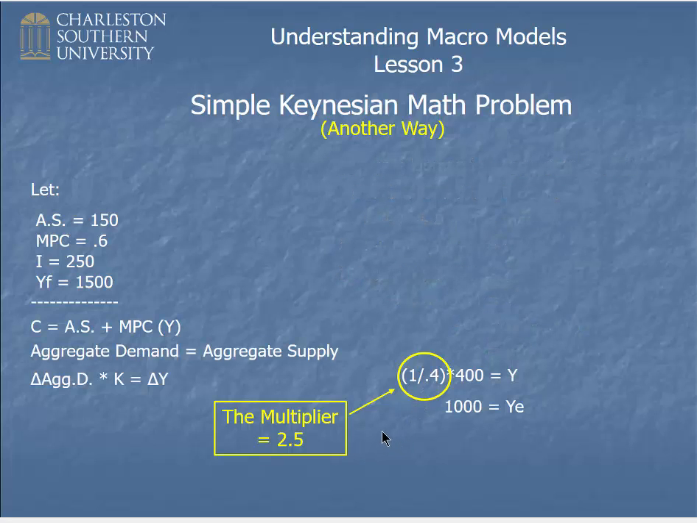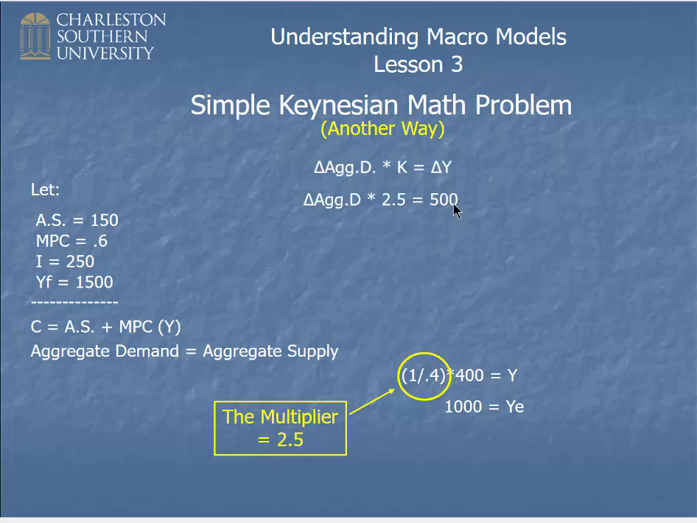Alright, so now we have equilibrium income at 1,000, but notice we had full employment at 1,500. So we got a little problem. And we can solve this problem by using this formula. The change in aggregate demand times the multiplier gives you the change in income. So the change in income we need, right? We need to be at 1,500 and currently we're at 1,000.